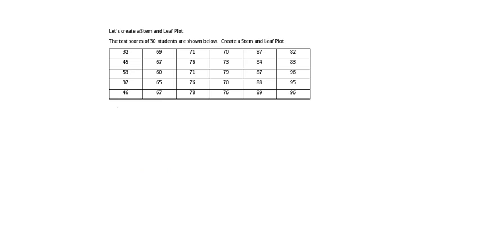So on the side, I'm going to write the number 3, 4, 5, 6, 7, 8, and 9. And then I'm going to draw a line right next to it. And that is our stem. So now we're going to begin our leaves.